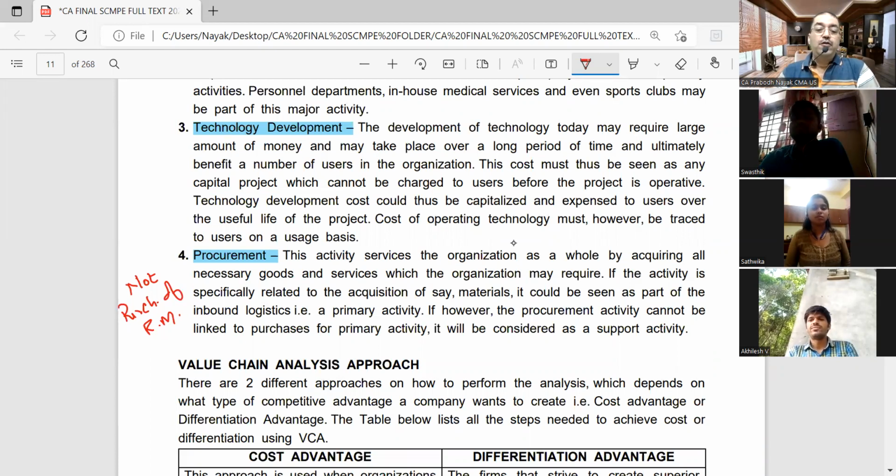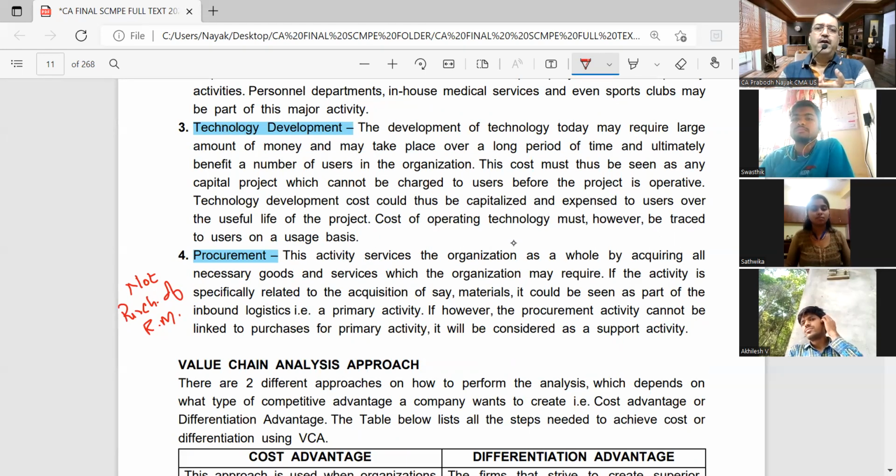And the fourth one is procurement. Procurement is not only purchase of raw materials. Procurement is purchase of any asset, including raw materials, but not restricted to raw materials. Purchase of land, purchase of property, purchase of machinery, purchase of equipment, purchase of furniture. All these things come under procurement.